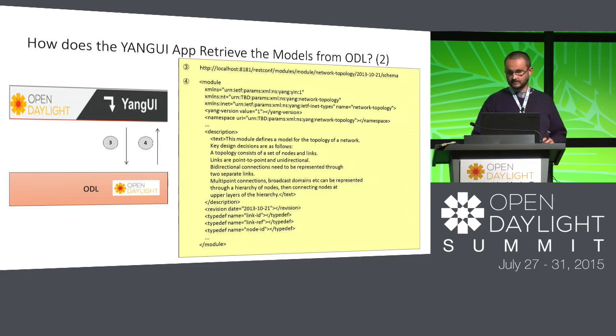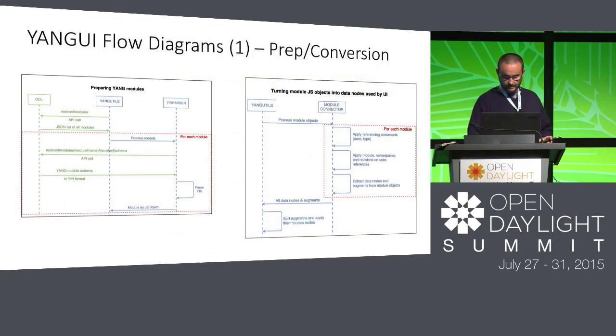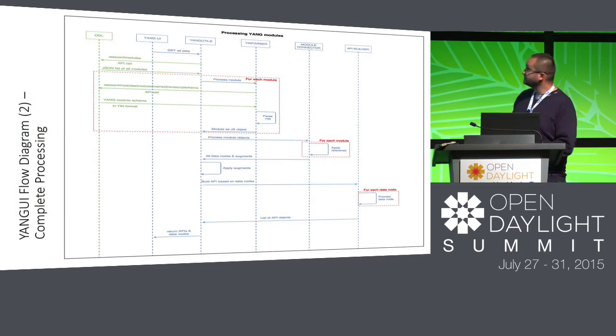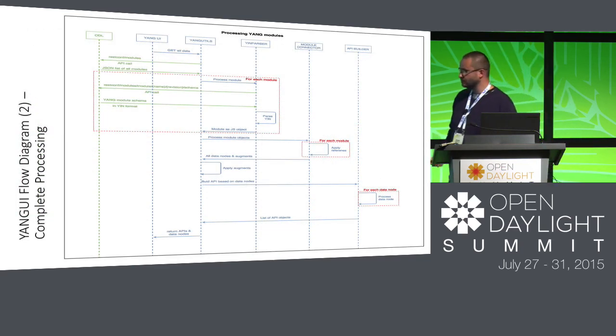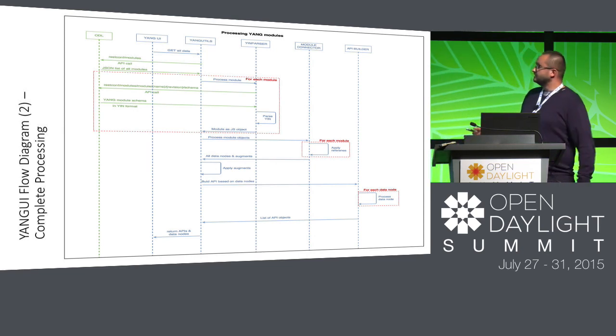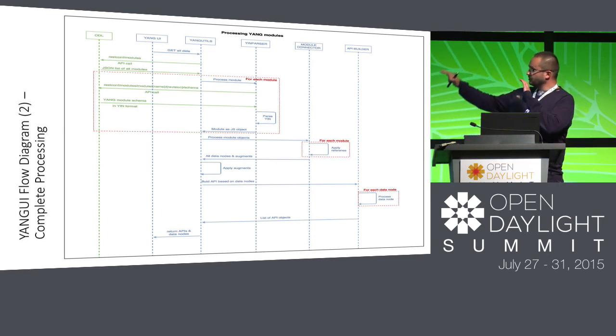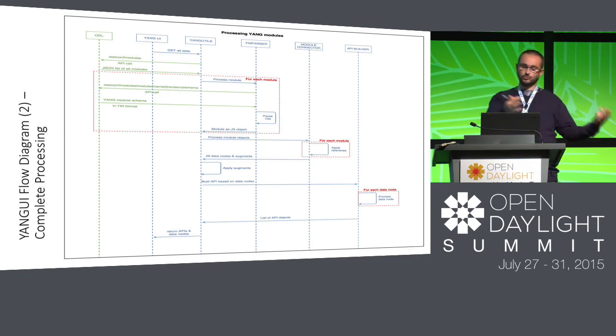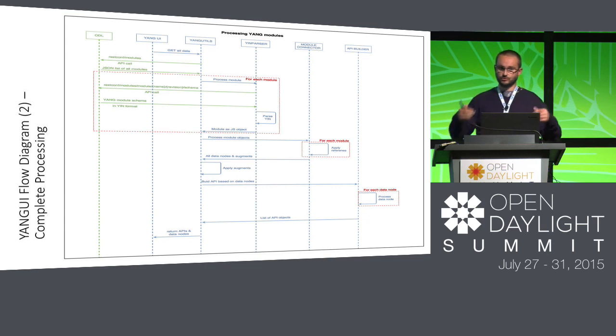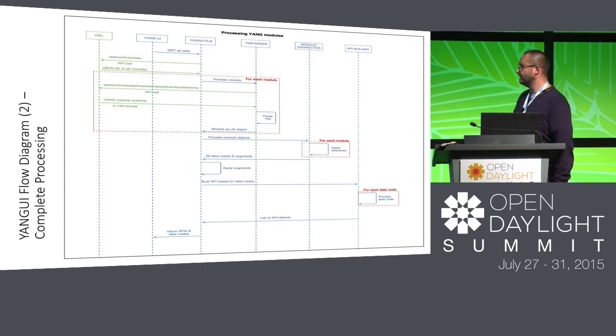Okay, this is the same slide with the example of the schema, and this is the whole processing. It's maybe too small, but this is the whole process of the YANGUI application starting. We just need to get all this data from the controller, mangle it in some way, and display the list of the APIs, and this is the start.